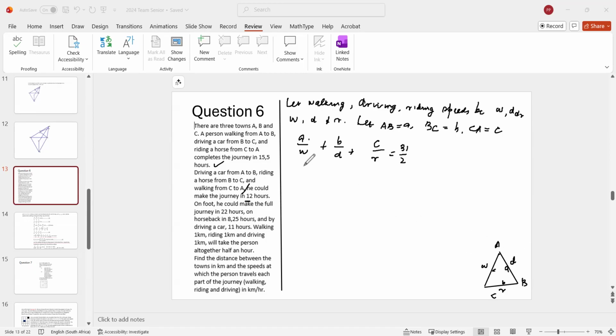So now we can make it A over D plus B over R, right? This is the same thing here, plus C over W. Now this gives you 12. All right, so I've got a second equation. I need 6 equations because there are 6 unknowns. This is a monster of a problem. Okay, let's finish that.